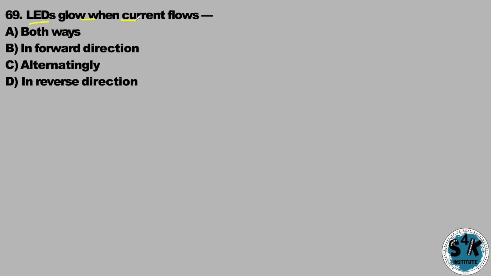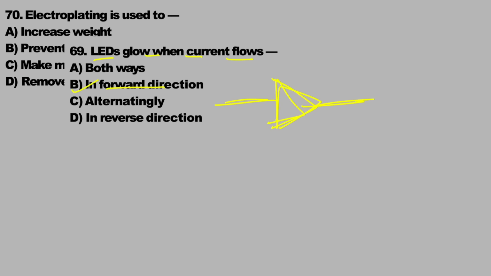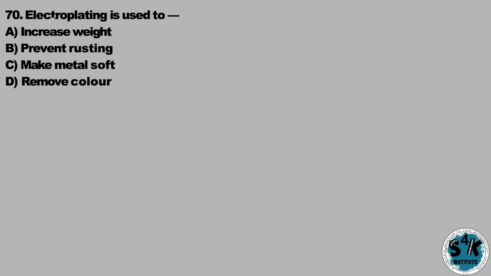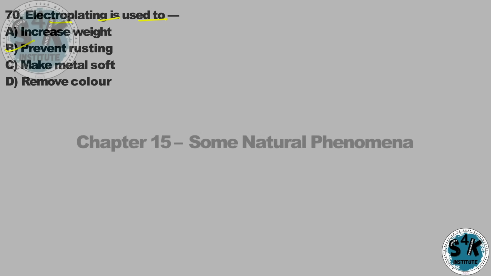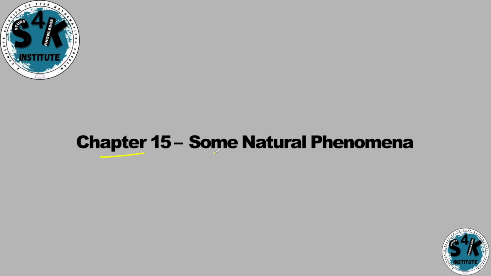LED glows when electricity flows in the forward direction. Okay. Light emitting diode. If you know about the diode, this is the symbolic representation of a diode. Electroplating is used to prevent rusting, right? Chapter 15, some natural phenomena. Let's see these questions.